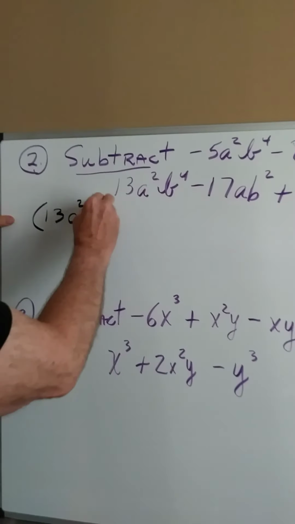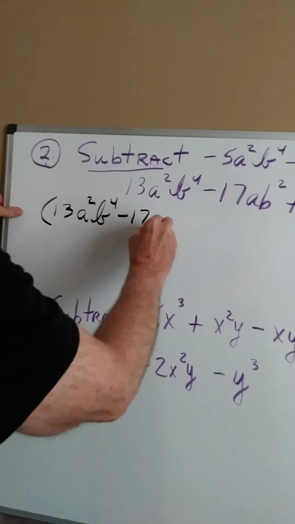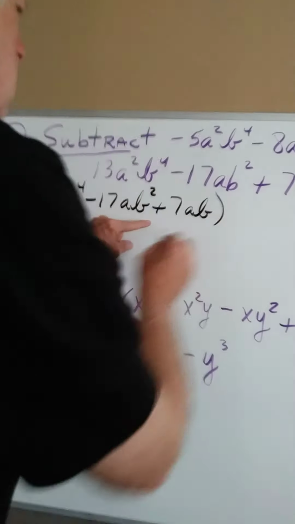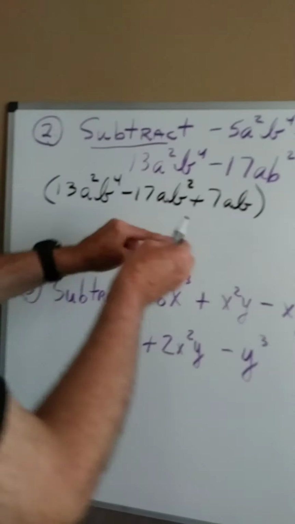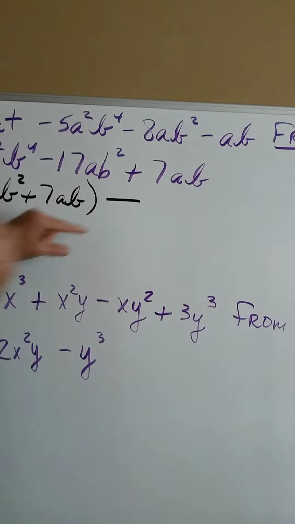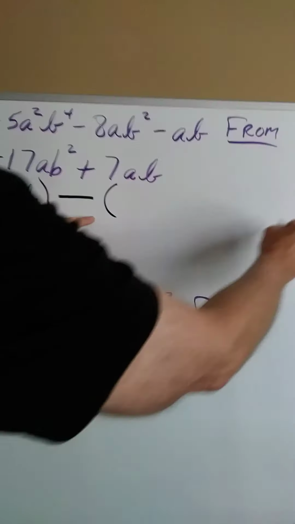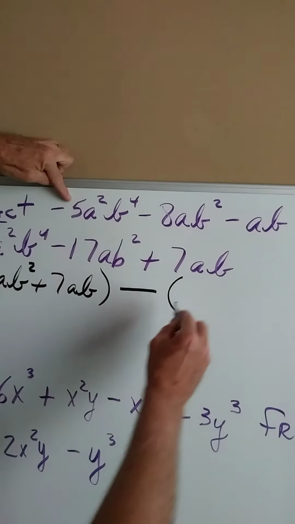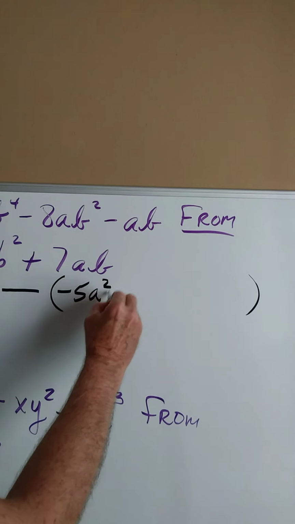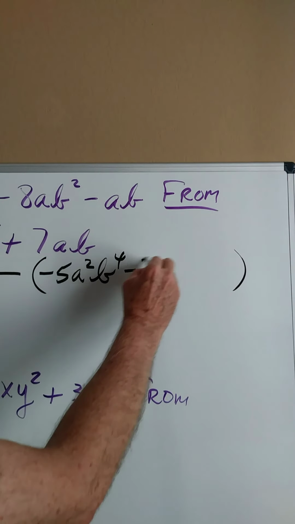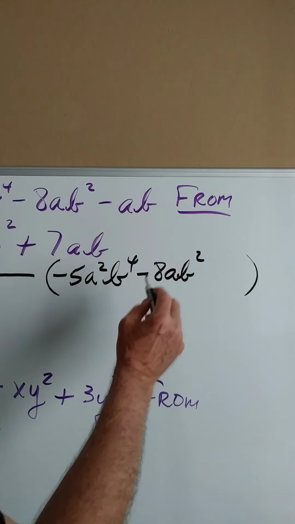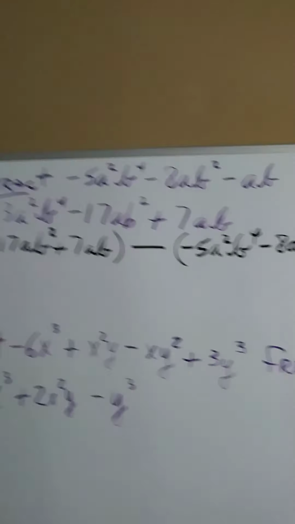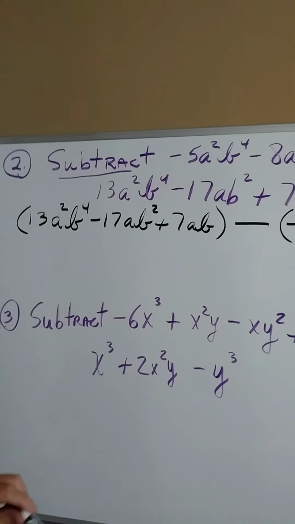13a squared b to the fourth, negative 17ab squared, positive 7ab. Close it off. He came first. Then your minus sign. And then your second house. And what goes in the second? The guy that came first here. Negative 5a squared b to the fourth, negative 8ab squared, negative ab. Now the problem is set up. I'm just going to remind you again.